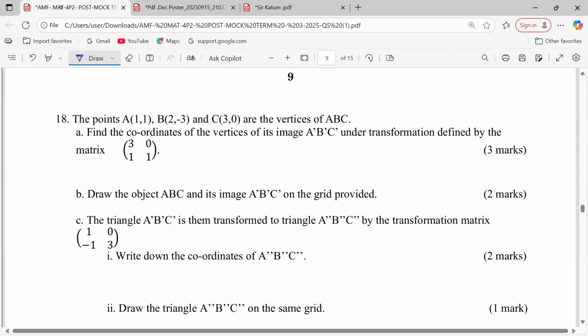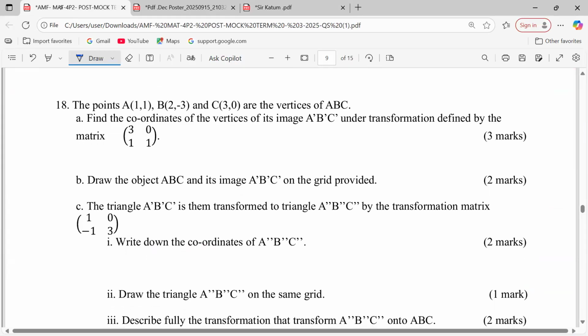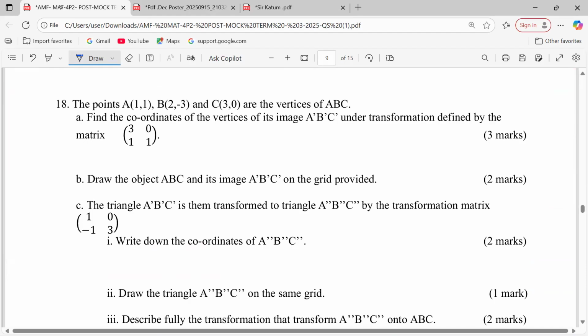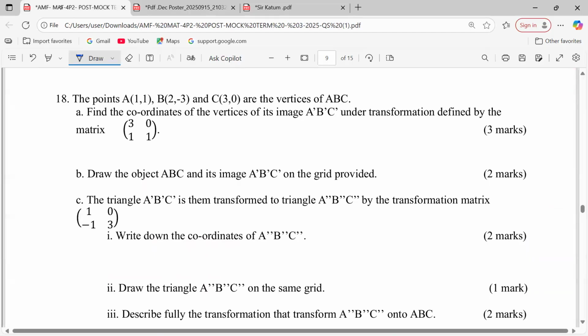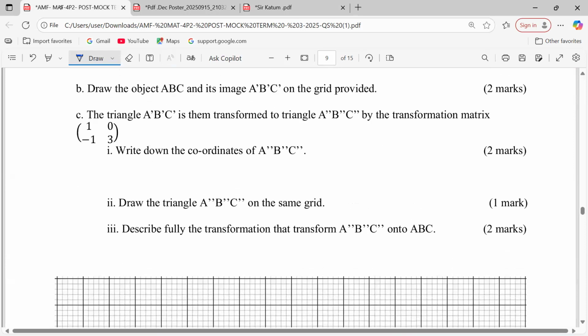Now to number 18, the points A(1, 1), B(2, -3), and C(3, 0) are the vertices of triangle ABC. Find the coordinates of the vertices of its image A'B'C' under a transformation defined by the matrix (3, 0, 1, 1). Then part 2, draw the object and its image on the grid provided. So we'll get to utilize the grid.